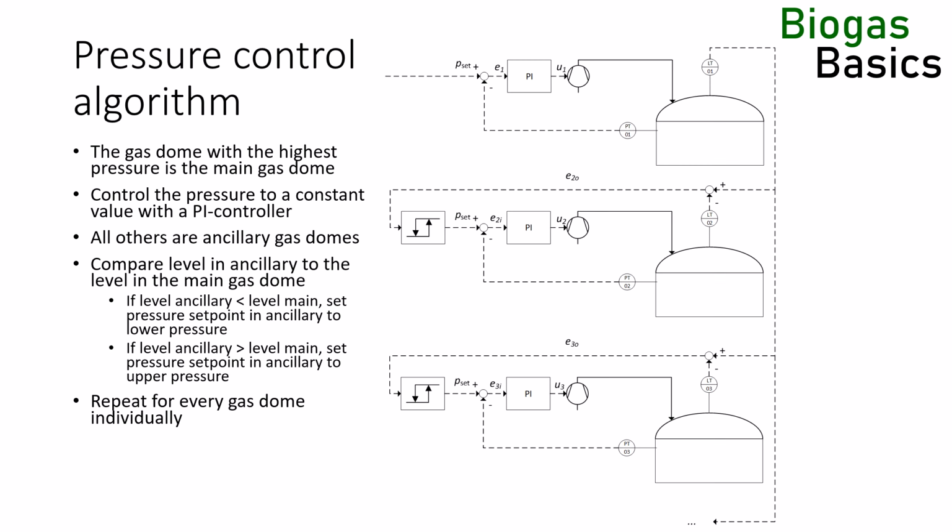Using pressure set points instead of fixed blower speeds adds an extra level of safety. Even if there is an unexpected error in the gas system, the pressures in the ancillary gas domes will always stay between their minimal and maximal limits.